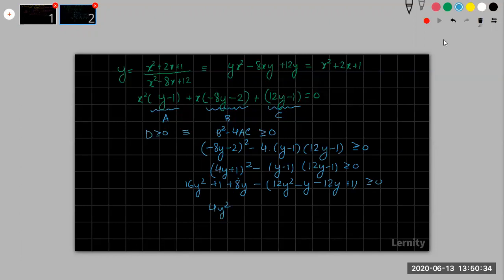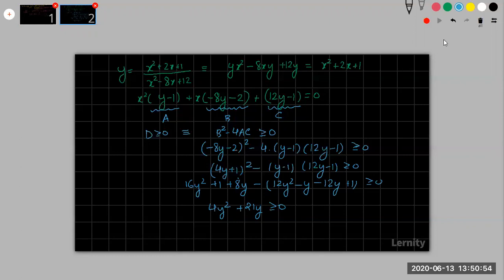16 minus 12, 4 y square, plus 8, 8 plus 8 plus 12, 8 plus 12, 20, 20 plus 1, 21. So 21y, and here I have 1, and here I have minus 1. So 1 and minus 1 will get cancelled. So this should be greater than or equal to 0. Okay, so I've got this factor.